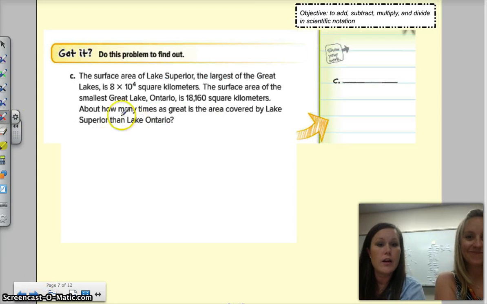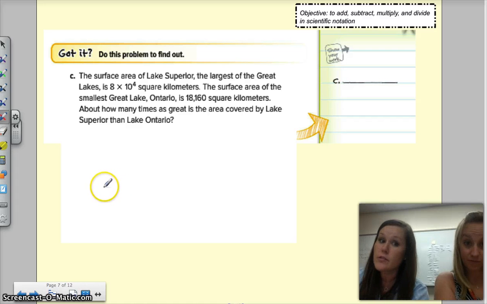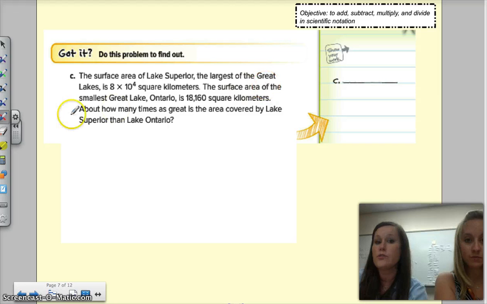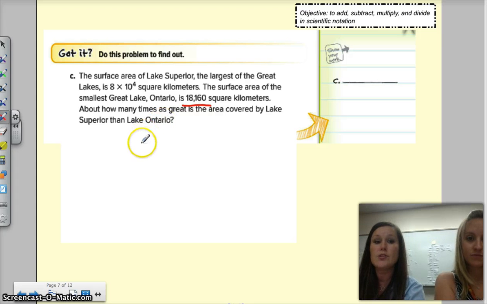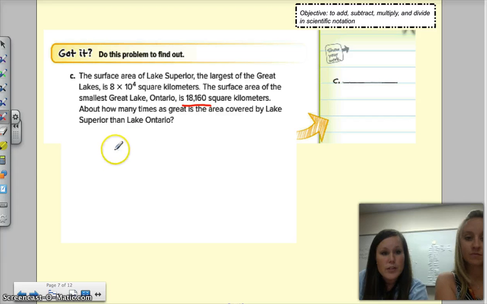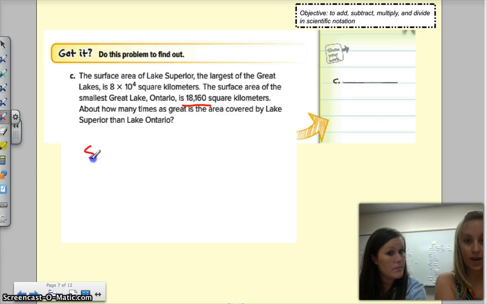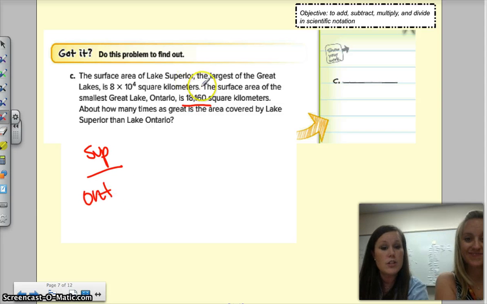The surface area of Lake Superior, the largest of the Great Lakes, is 8 times 10 to the 4th square kilometers. The surface area of the smallest Great Lake, which is Ontario, is this many square kilometers. How many times as great is the area covered by Lake Superior than Lake Ontario? So we're doing Superior divided by Ontario. I'm going to give them that clue. You need to change this to scientific notation and then divide, and look at the last problem to help you.